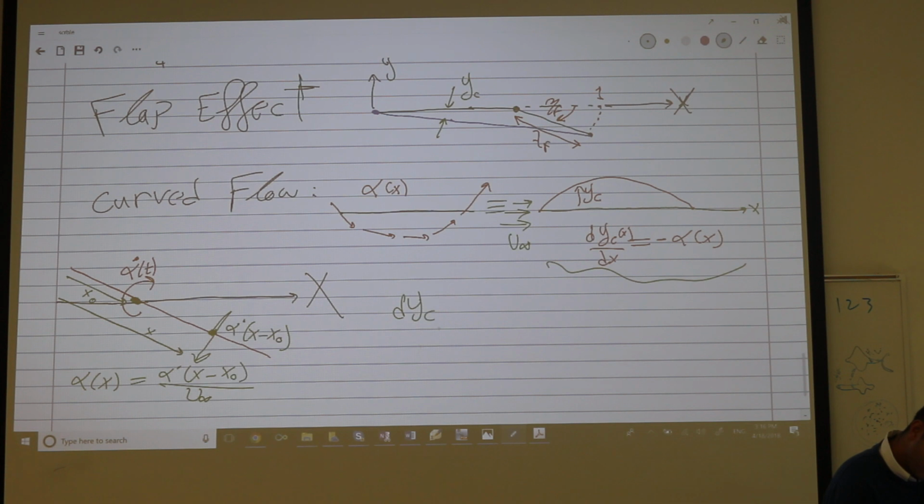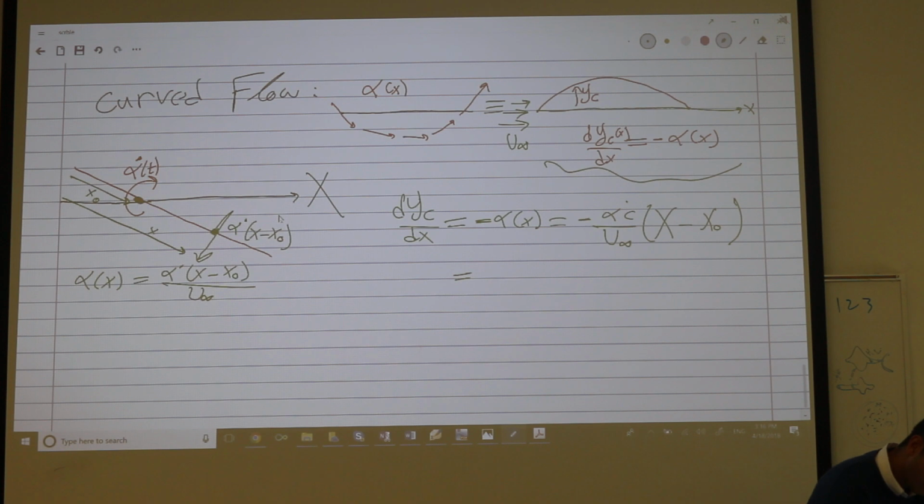Construct a camber that is negative alpha dot, C over U infinity, (x minus x naught), x naught. I will substitute x as 1/2 (1 plus cosine phi), the same here, 1/2 (1 plus cosine phi naught). So your camber is negative alpha dot C over U infinity, I have the half here, (cosine phi minus cosine phi naught).